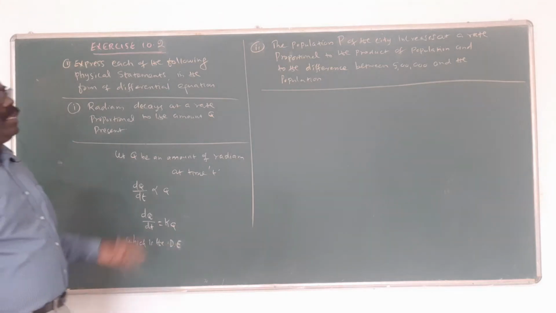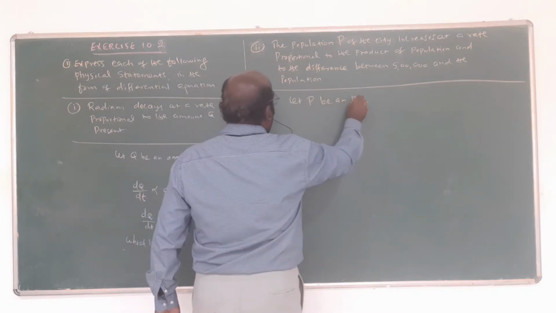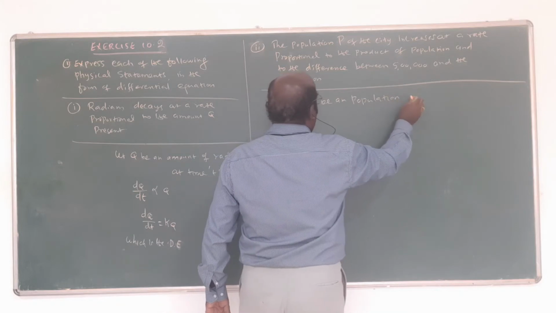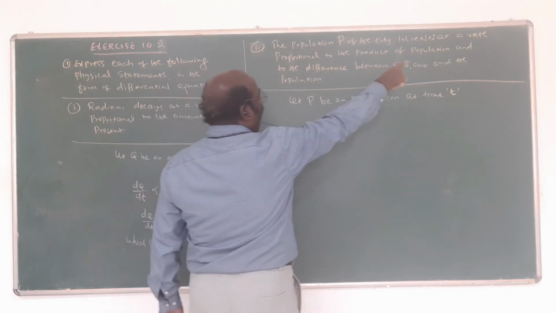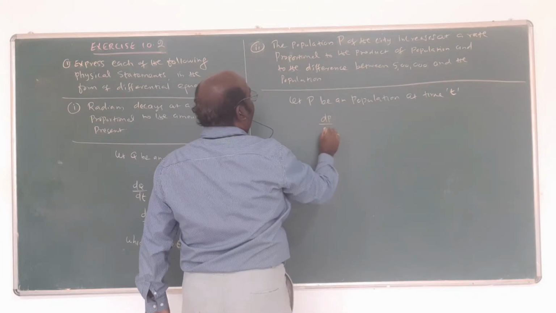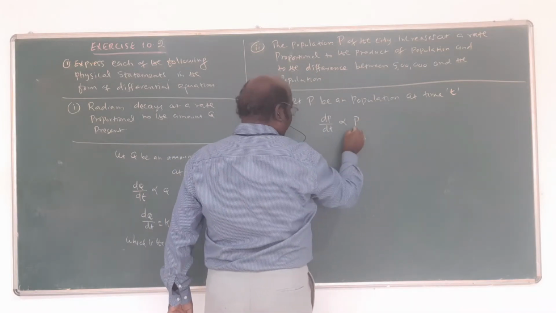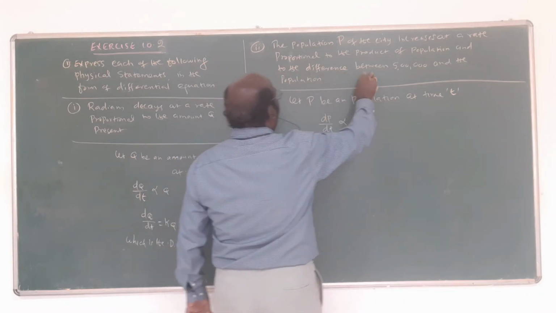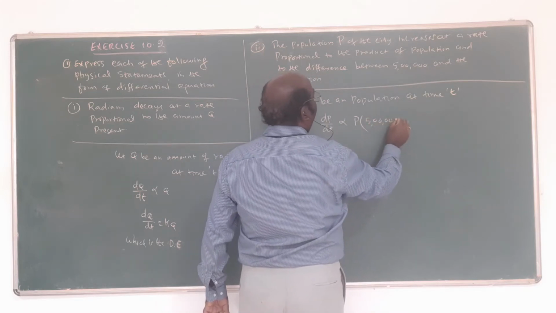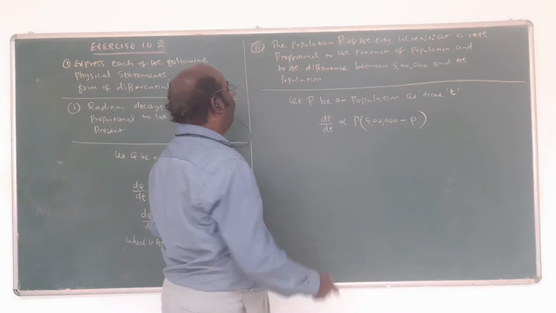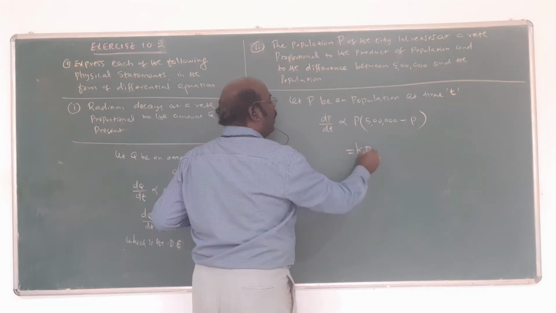That's all, short form. The next one is what? Same thing. The population P, capital P, the population at time t. Am I right? Now what is given? Read the question. The rate of population, meaning dP by dt, is proportional to the product of the population and the difference between 5 lakhs and the population. Already you know, proportional means equal to some constant k. That's all.